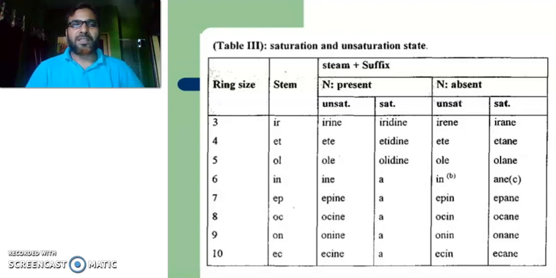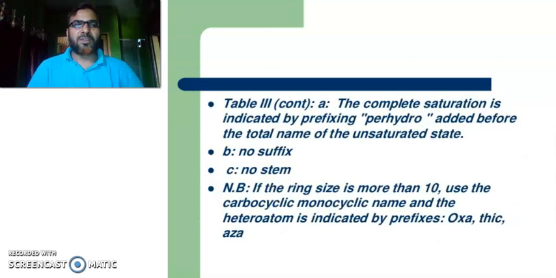So friends, first you look at the ring size, then stem, then nitrogen-containing or nitrogen non-containing compound. Nitrogen is present in the heterocyclic compound, or nitrogen is absent in the heterocyclic compound. Further, it is saturated or unsaturated in both cases. Now, table 3. The complete saturation is indicated by prefixing perhydro, adding before the whole name of the unsaturated state. No suffix. No stems.